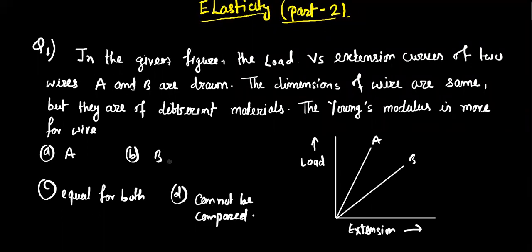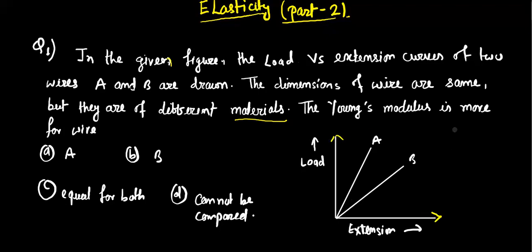In the first question, it is given that in the given figure, the load versus extension curves of two wires A and B are drawn. The dimensions of the wires are the same, but they are of different materials. So it means they have different Young's modulus. We have to find which of these two wires has the greater value of Young's modulus.